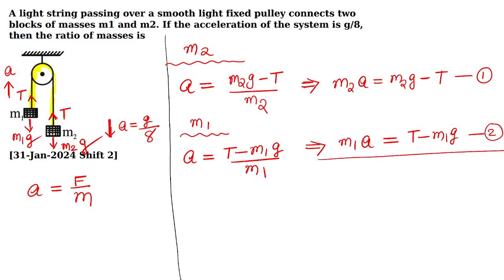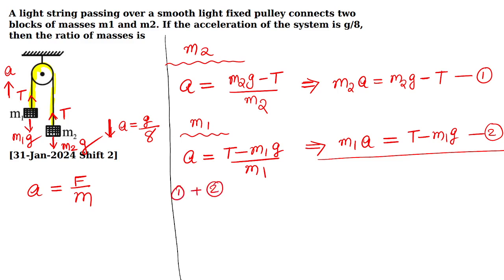I want only m1 by m2. I don't need tension. The ratio of the masses is our question. So if I add equation 1 and 2, minus T and plus T will be eliminated. You studied the elimination method in 10th standard maths. If I add 1 and 2, T is eliminated. So that is the way. Let me add 1 and 2.